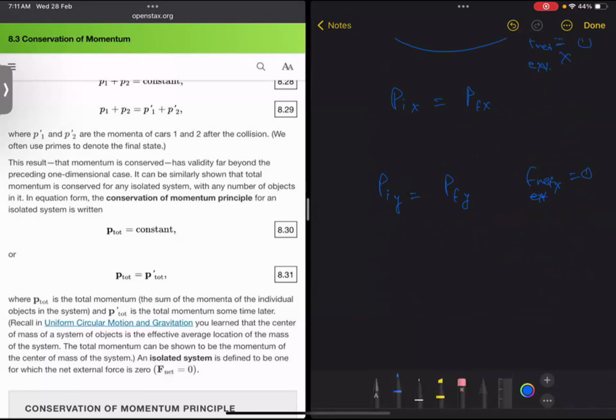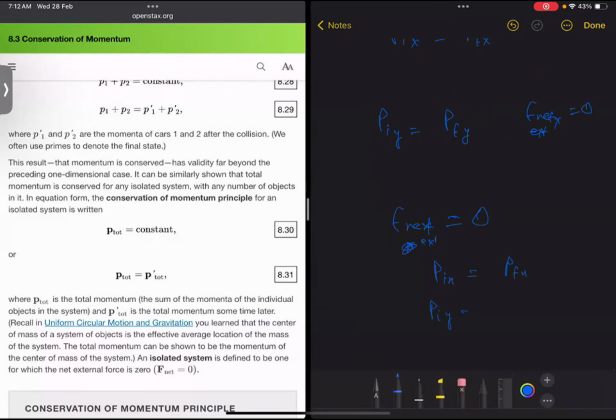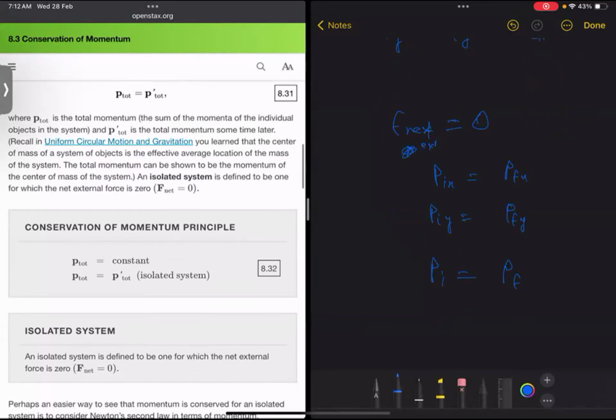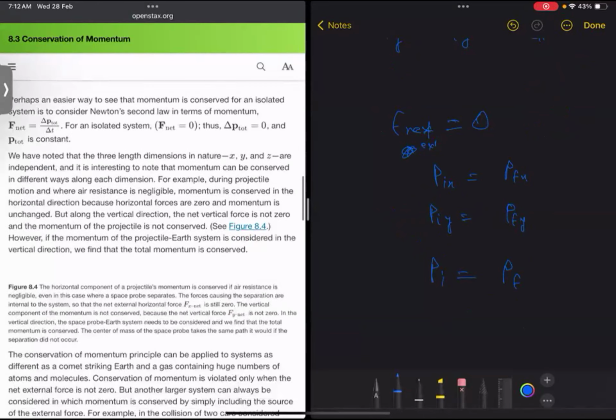But if the net external force on the system is zero, and it is not specified as x or y, then you will apply both linear momentum equations, that is pix equals pfx, and piy equals pfy. Or you can also apply it like this: pi equals pf. Are you getting that? Yes. So we have to just select systems which are isolated, meaning the net external force on the system is zero.